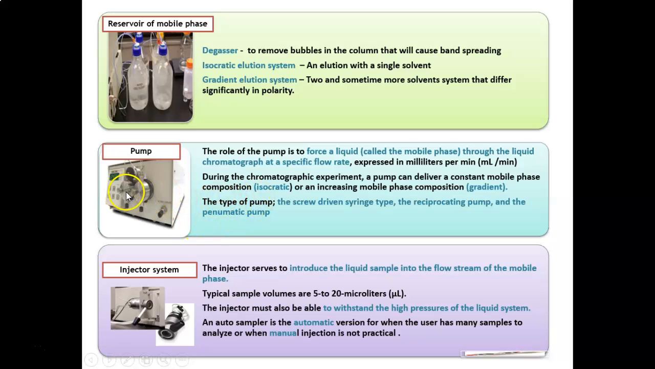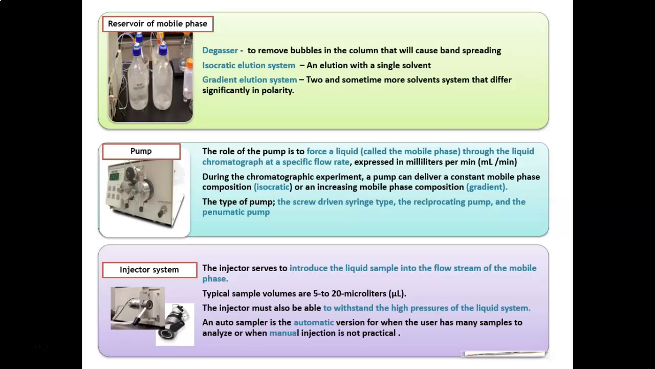And the pump, the role of the pump is to force a liquid mobile phase through the liquid chromatograph at a specific flow rate. During the chromatographic experiment, a pump can deliver a constant mobile phase composition in isocratic or gradient elution system. And for the type of pump, we have 3 types of pump, which are screw-driven syringe, reciprocating, and the pneumatic pump.